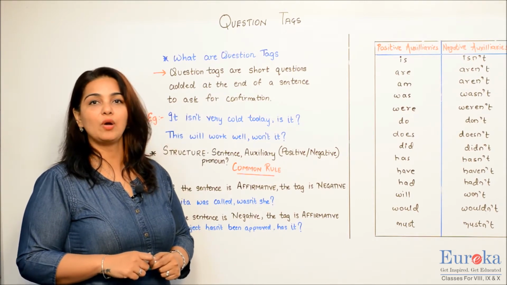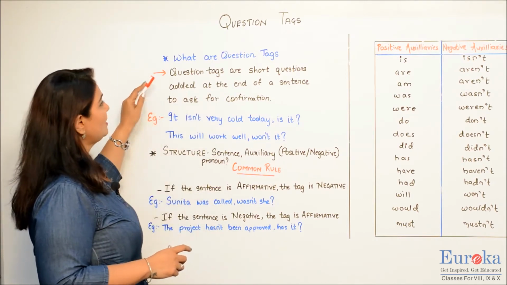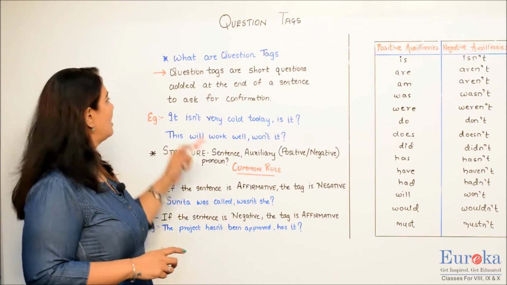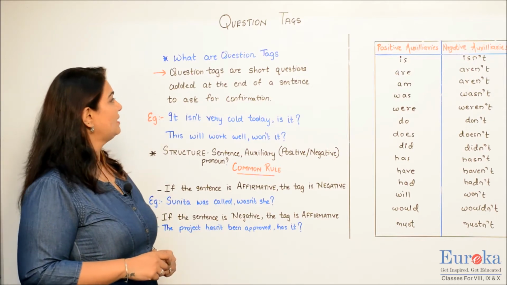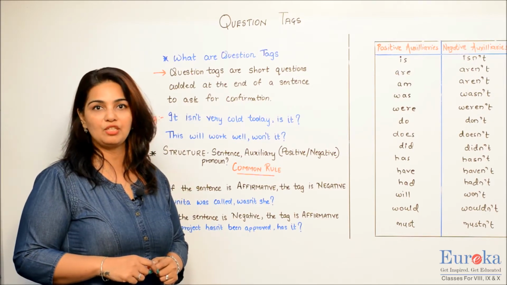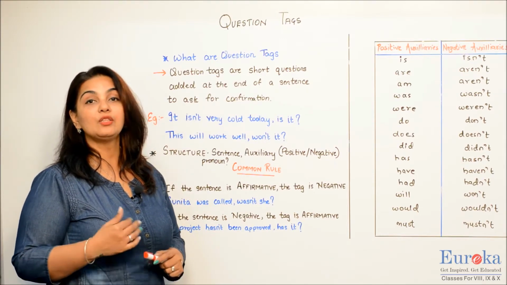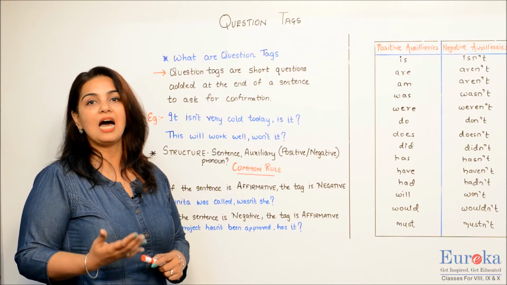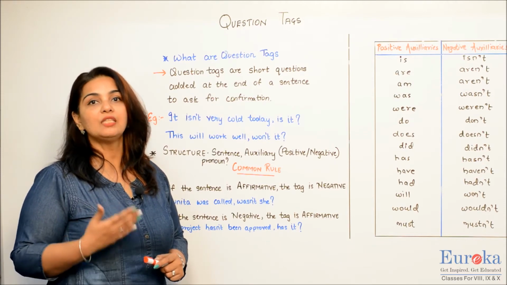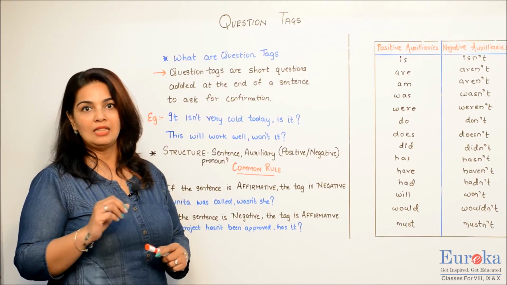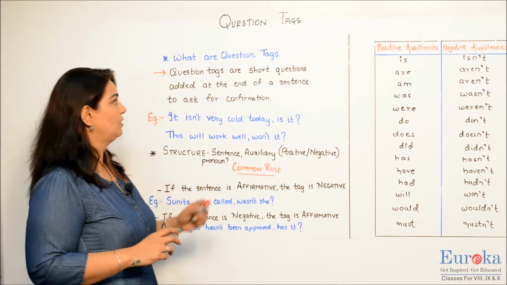Now what is a question tag? A question tag is a short question added to the end of a sentence to ask for confirmation. Now what is the meaning of this? This means that we are not asking for an answer, we are reconfirming an answer. Let's look at the examples given.